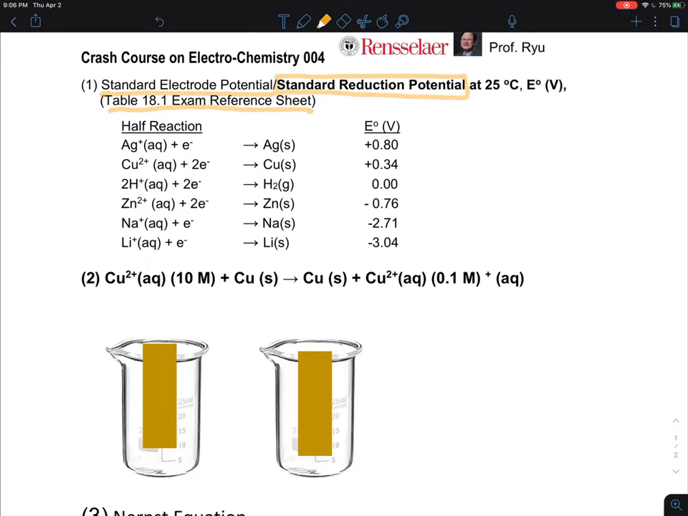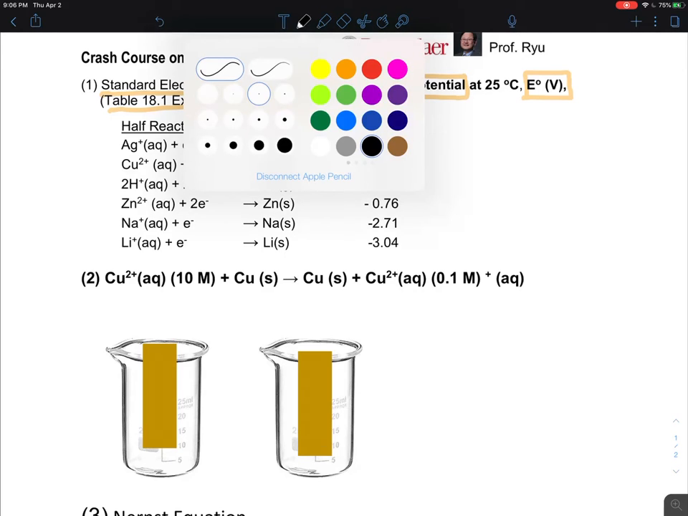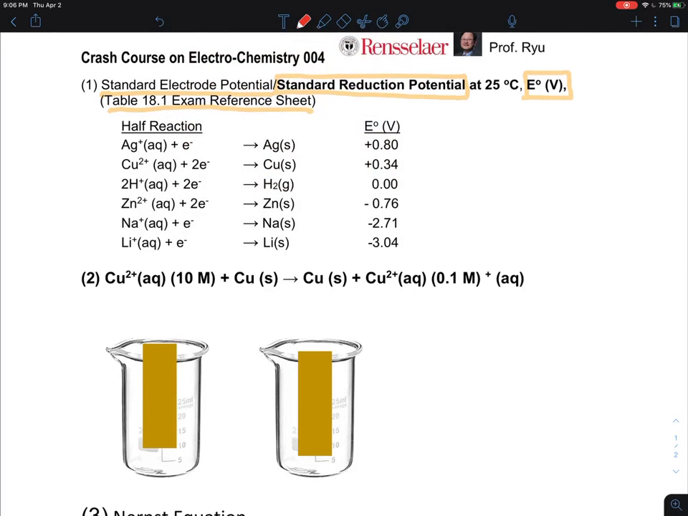So it's better for you to see that the value you see in the standard electrode potential is essentially what they are meant to be here. This is the standard reduction potential. So make sure that you understand it.